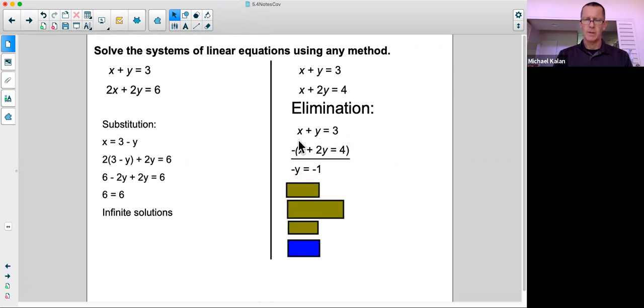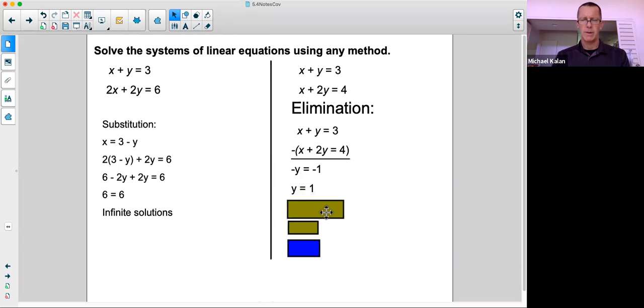So I get negative y because it's y minus 2y. That's why I keep putting the parentheses in here. I think I mentioned that, but if I didn't, that's why. Just to make sure I know that I'm subtracting all of these. So 3 minus 4 is negative 1. Well, if negative y equals negative 1, y equals 1.